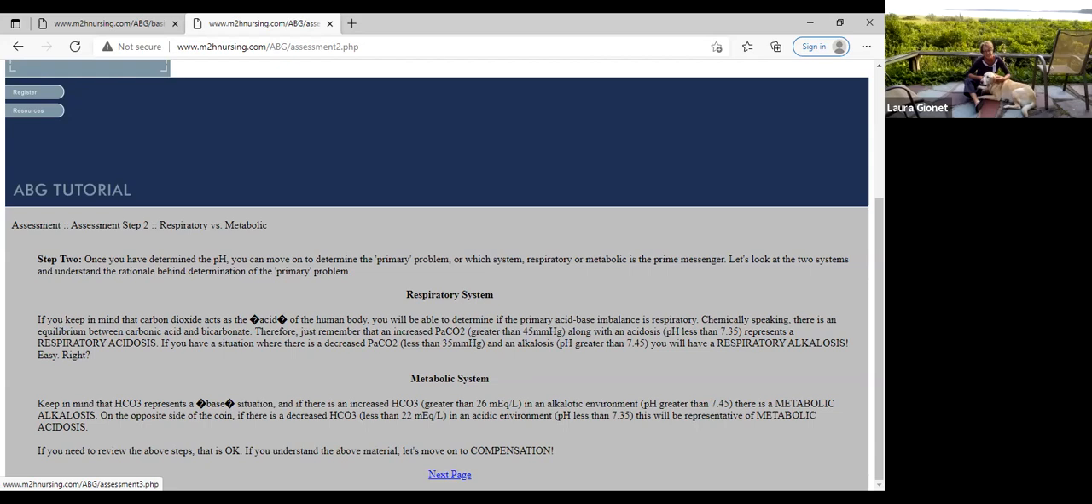If they're opposite to one another, you're going to call it respiratory. If they're not opposite to one another, then look at the bicarbonate and see if they go in the same direction. Then you're going to call it metabolic. But I think if you look at the etiologies, it's going to help.